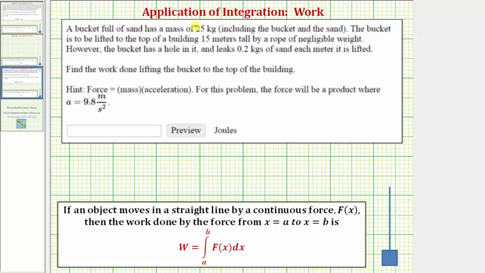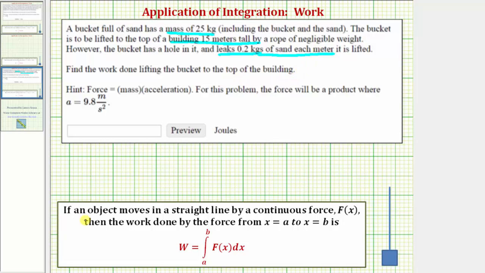A bucket full of sand has a mass of 25 kilograms, including the bucket and the sand. The bucket is to be lifted to the top of a building 15 meters tall by a rope of negligible weight. However, the bucket has a hole in it and leaks 0.2 kilograms of sand each meter it is lifted. We want to find the work done lifting the bucket to the top of the building.